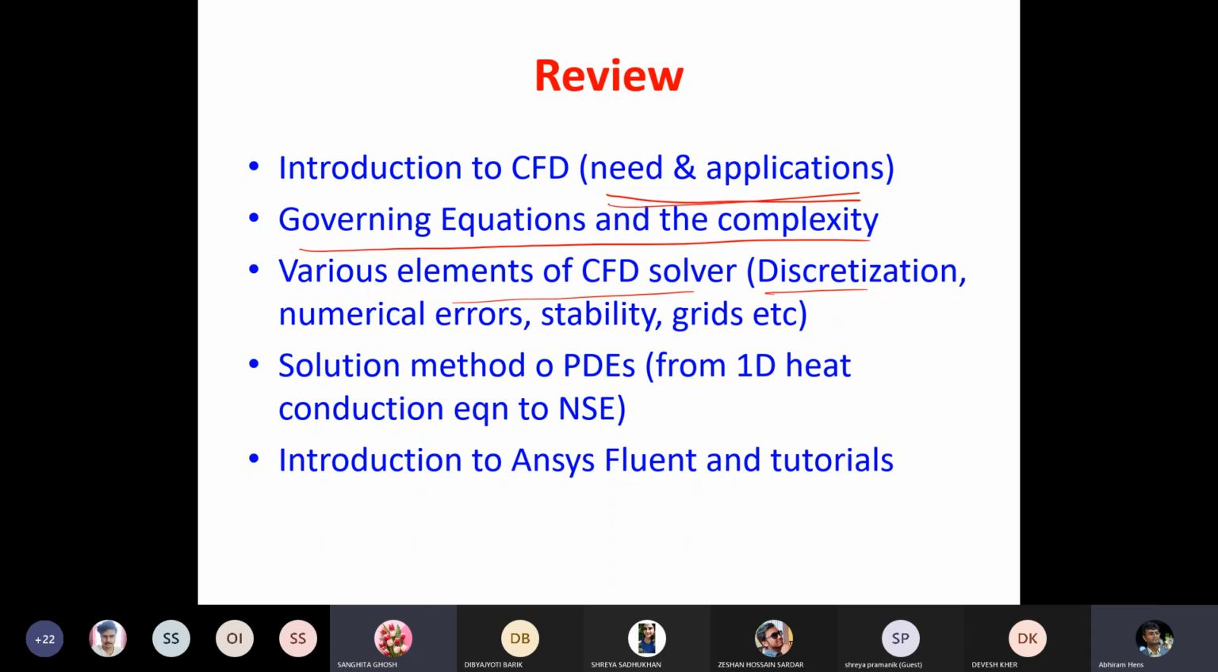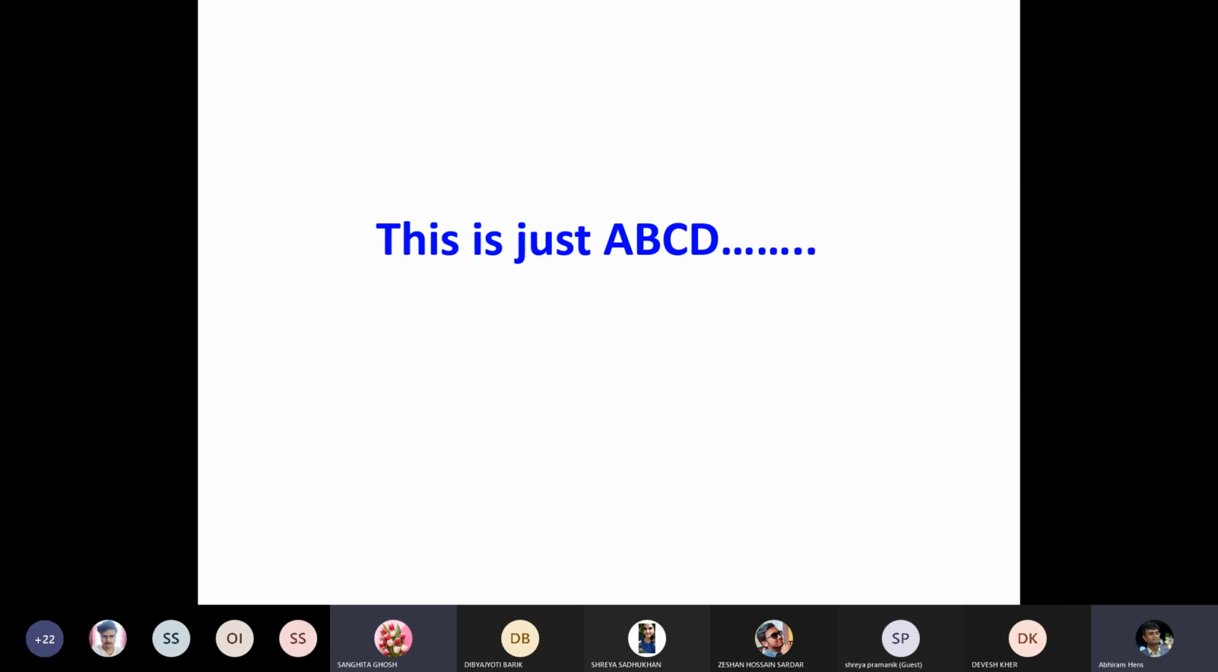Then solution methods of PDEs from one-dimensional heat conduction to the Navier-Stokes equation. This part I have covered mostly mathematically, and an introduction to ANSYS Student along with some tutorials. So these things I have covered, and remember this is only just the ABCD. So I started with the topic called ABCD of CFD. Okay, so it is only an ABCD. If you would like to write an essay, you need to spend time on it.